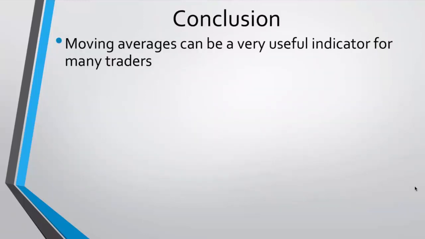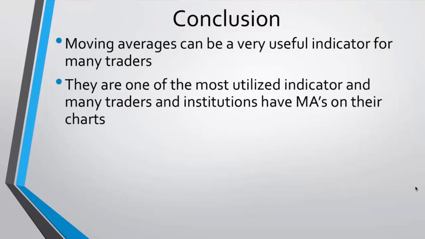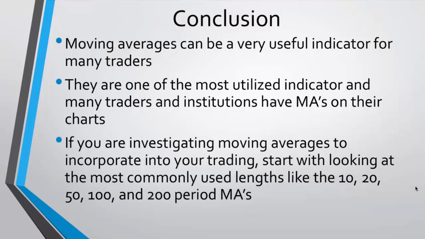Moving averages can be a very useful indicator for many traders, and that's what you guys are. If you're not just buy and hold cryptocurrency investors, you're trading cryptos. You are now a trader. They are one of the most utilized indicators, and many traders and institutions have moving averages on their charts. That is part of the self-fulfilling thing that I just mentioned. If you're investigating moving averages to incorporate into your trading, as I mentioned in the last slide, start with looking at the most commonly used lengths like the 10, 20, 50, 100, and 200 period moving averages. These are the ones that most people will have on their chart, and that adds a little bit of oomph or strength to the self-fulfilling prophecy part of the moving averages.